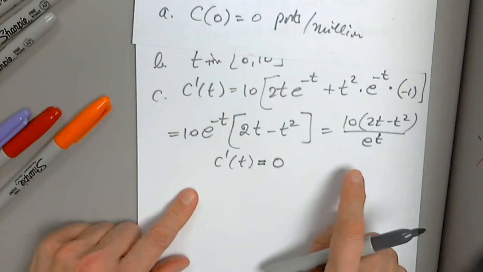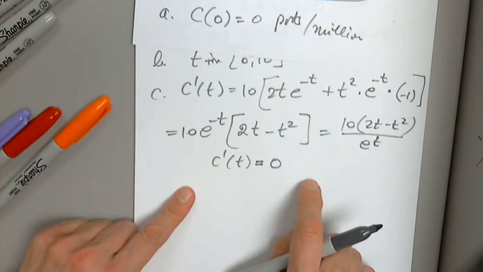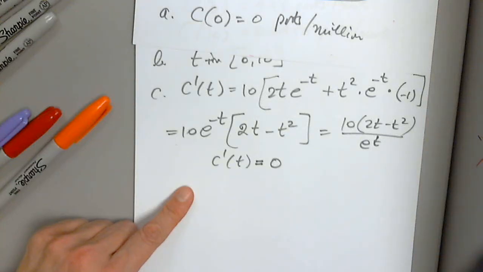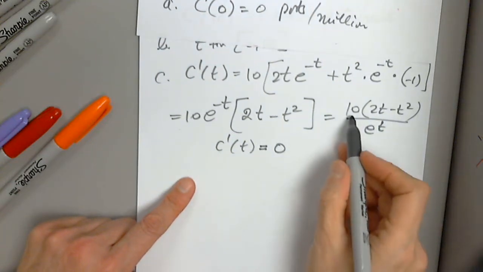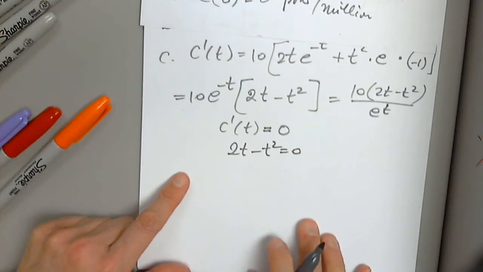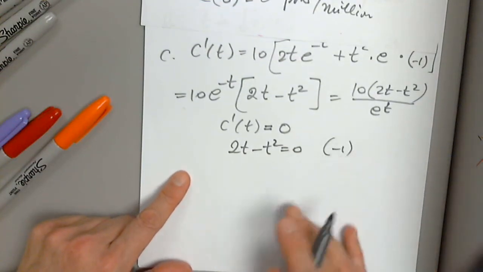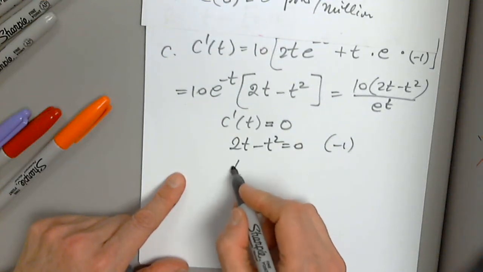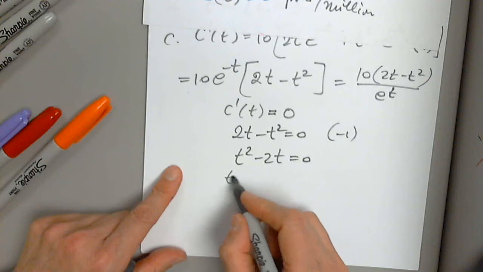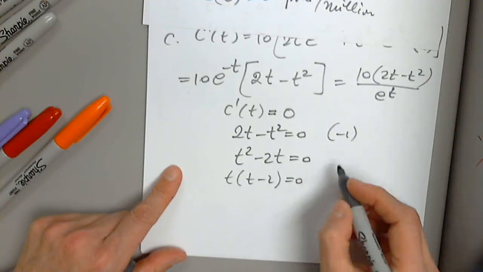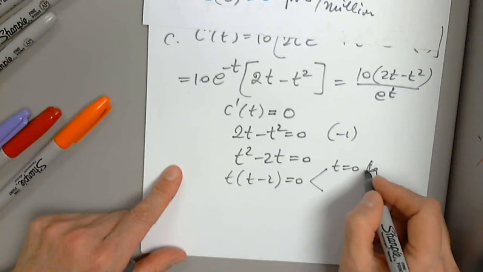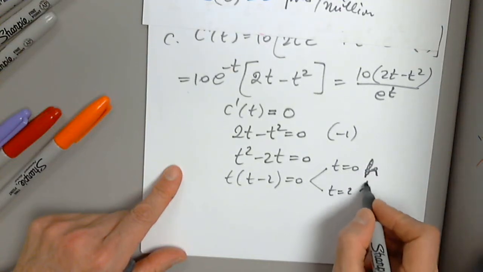But critical numbers can come from C prime being 0. When is a fraction 0? Only when the numerator is 0. So 10 cannot be 0, so 2t minus t squared equals 0. I don't like the fact that it's not arranged in descending order. It has a negative leading coefficient. So then t times 2 minus t, or t minus 2, equals 0. And we have two options: 0 hours, yes, and then t equals 2 hours.